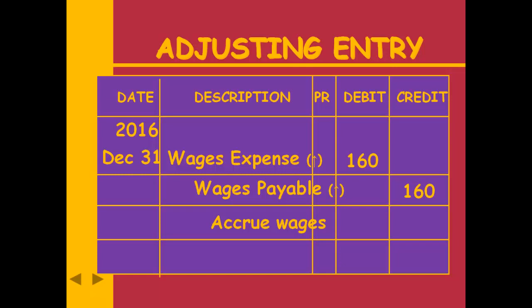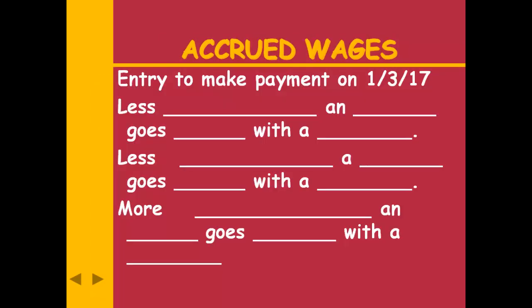January 1st would be a Wednesday. January 2nd would be a Thursday. January 3rd would be a Friday. And what's going to happen on January 3rd? Payday. How much are we going to pay them? $400. A full week's amount. So let's do the entry on January 3rd.